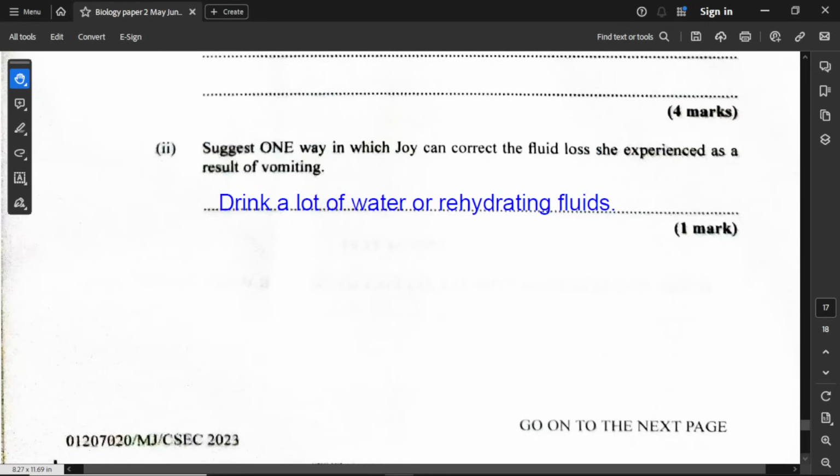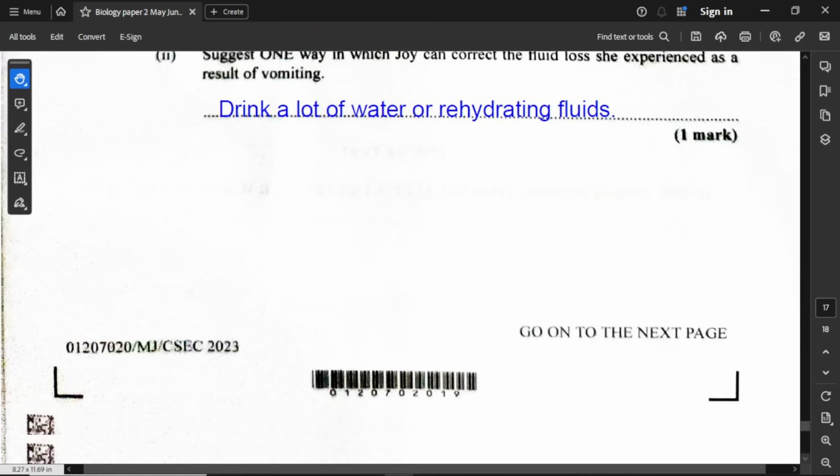Now, part 2 suggests one way in which Joy can correct the fluid loss she experienced as a result of vomiting. And simply drink some water, drink some fluid, whether it be juice or whatever it is, or just simply drink rehydrating fluids. Like for example, Gatorade. All right. And of course, Pedialyte and all those types of stuff. Right. Anything like that, you get your marks.